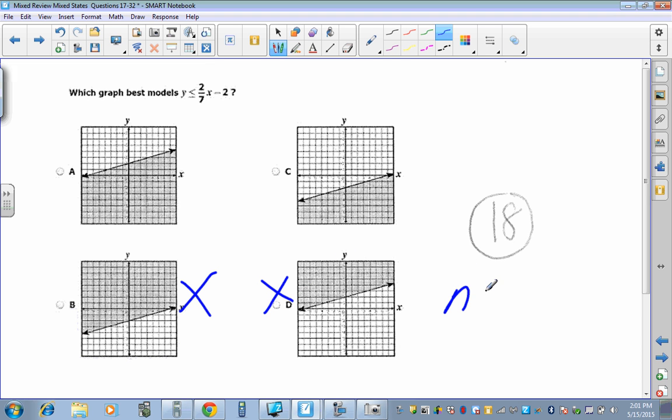Remember, always on your EOC, on your scratch paper, a good test-taking strategy is as you realize that it can't be certain things, cross those out so we know our chances are out of A and C. And we need to see which one of those it is. Looking at this, the y-intercept has to be negative 2. And if we check the rate of change, it's positive 2/7, and it is shaded down, so C would be the answer.